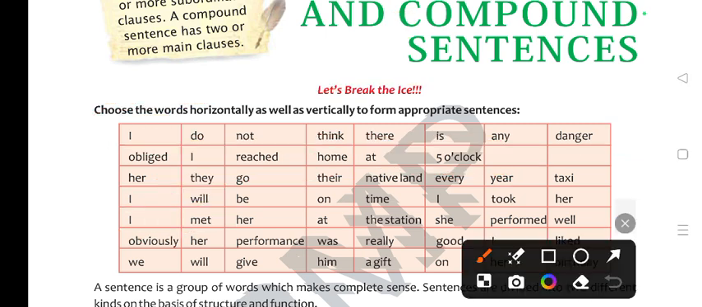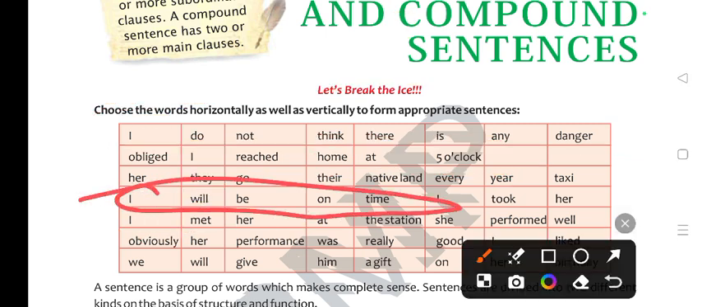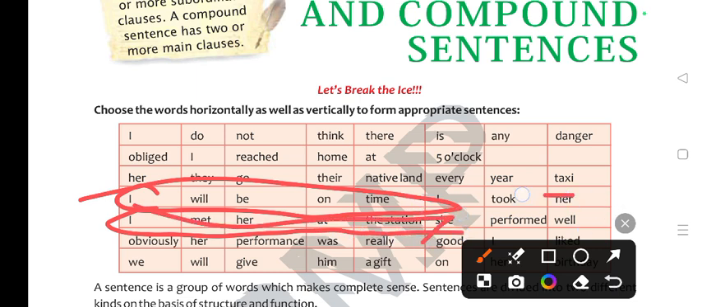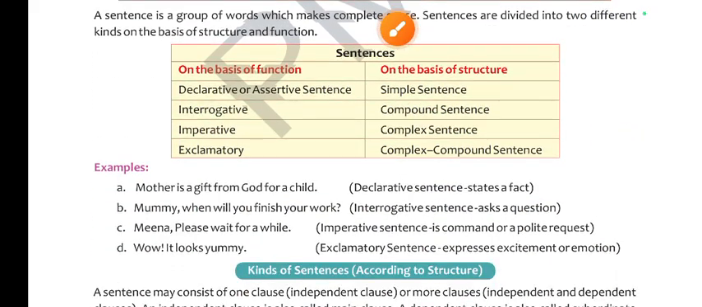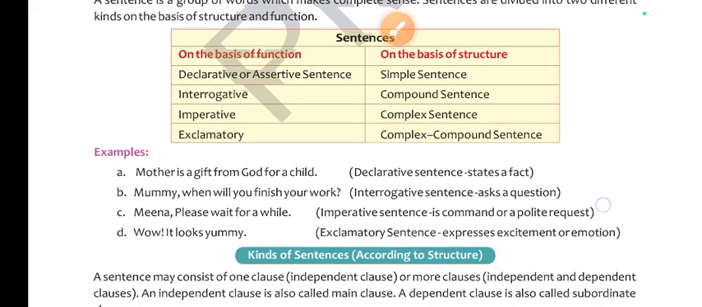So this is I will be on time. Make sure that the sentences you form must be according to subject-verb agreement. I met her at the station. One sentence, another is she performed well. She performed well is a simple clause. So in this way you can find out simple, complex and compound sentences.